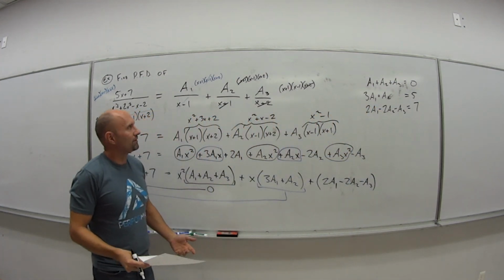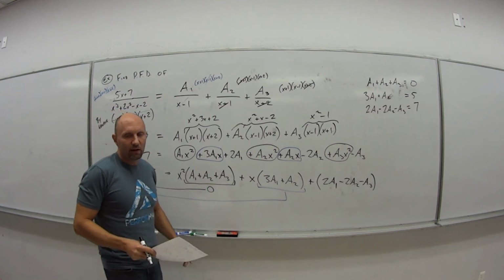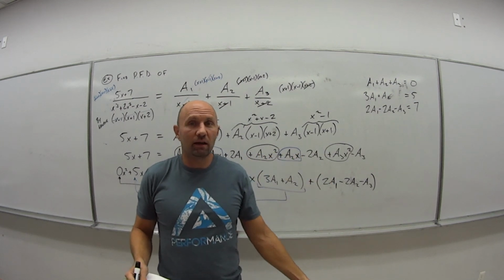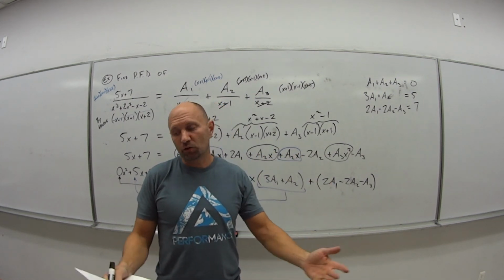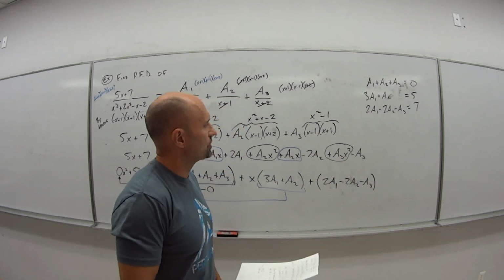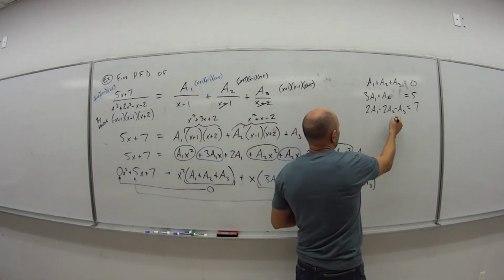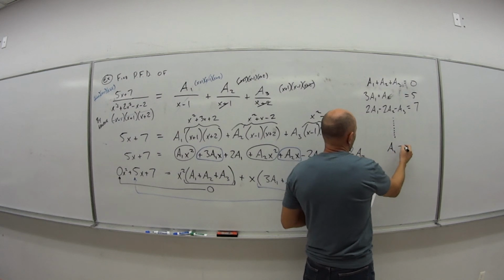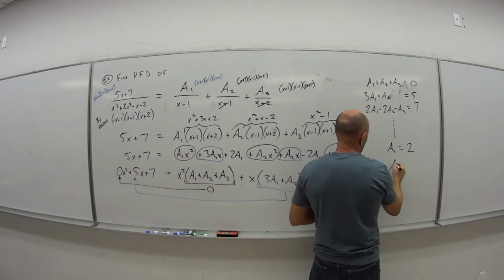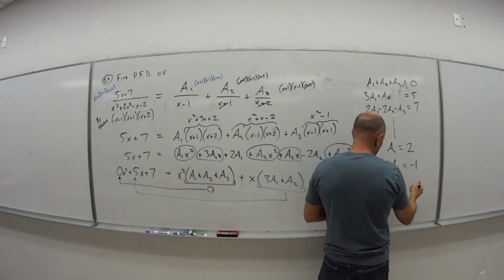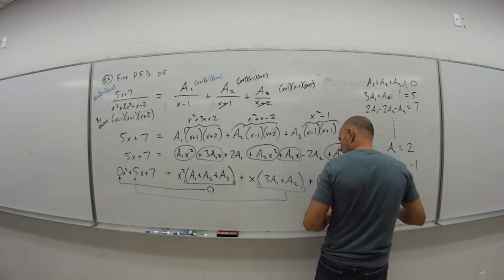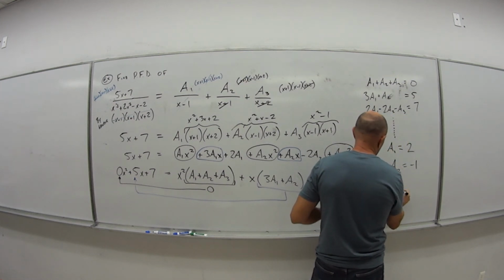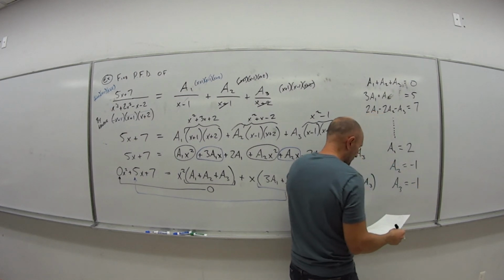So now I have a system of equations, and you can solve this however you want: substitution, elimination, Gaussian elimination, reduced row echelon, Cramer's rule. You have so many different ways you can go about this. In the interest of time, I'm not going to go through the solving of all this, but when you do, you end up with a1 equal to 2, a2 equal to negative 1, and a3 equal to negative 1.